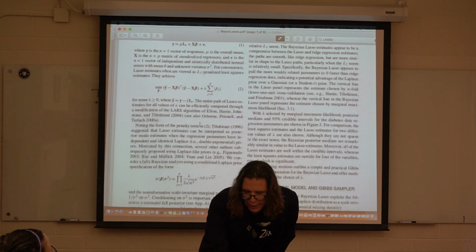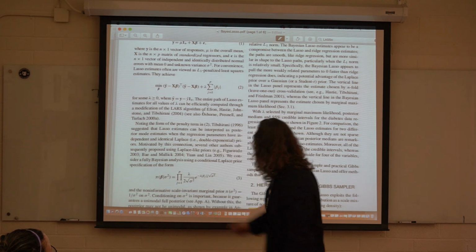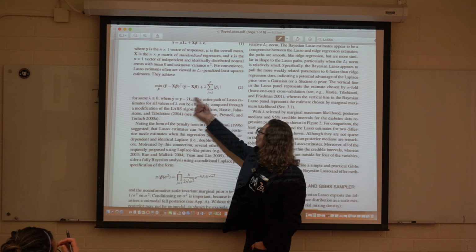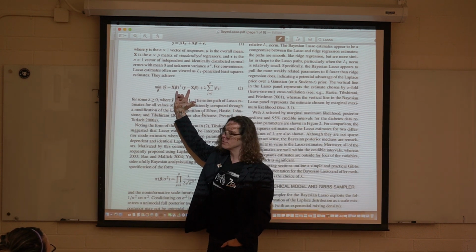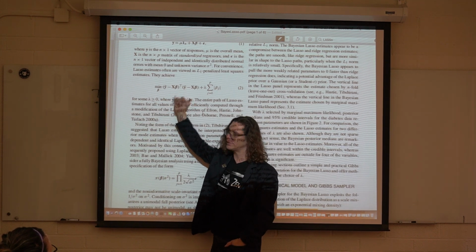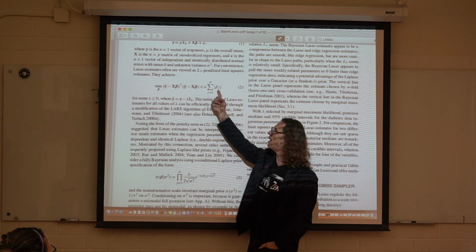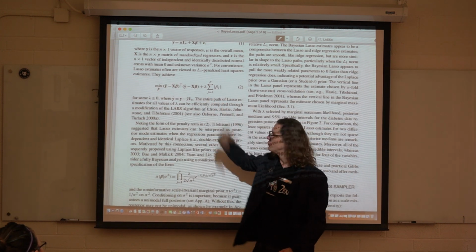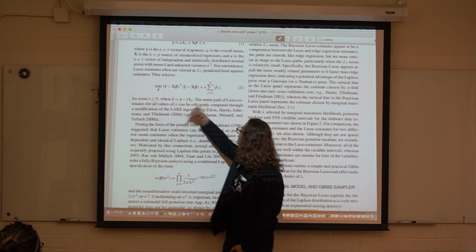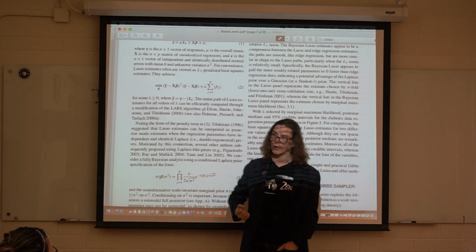I just want to point out a couple things. So this is the problem. This is LASSO, and we've talked about that. We have this L2 norm, these are sums of squares at the end of the day, and it's being penalized by an L1 norm. That's absolute value. So this is a quadratic function, and this is an absolute function.